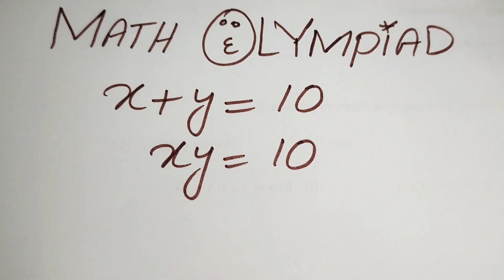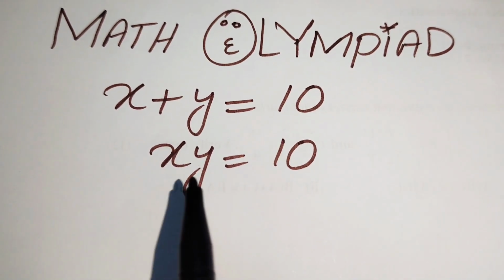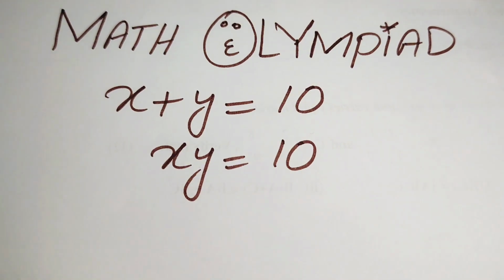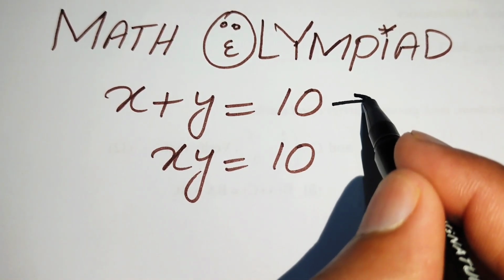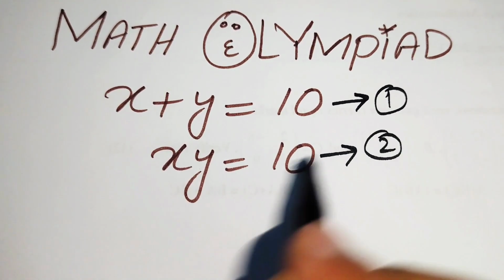Here we have x plus y equals 10 and x times y is also equal to 10. We solve this problem for the values of x and y. We call this equation number 1 and this equation number 2.